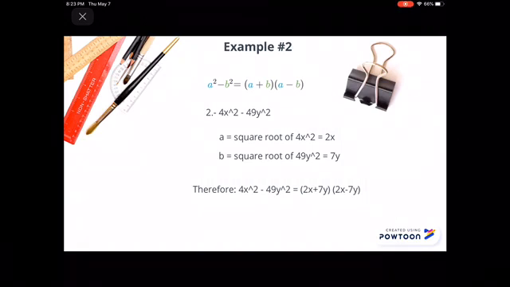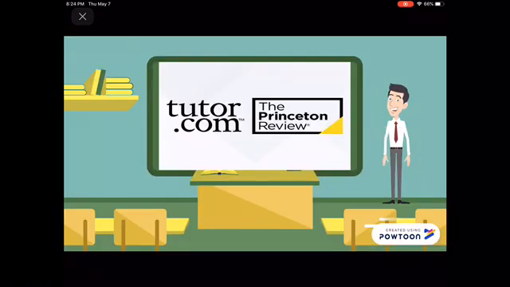So basically in this example, we have two terms that were squared and subtracted, so that meets the main criteria for the difference of squares. And also, as you guys can see, we have x and y as our variables. Remember that they can give you any single letter as a variable, so don't let that throw you off.